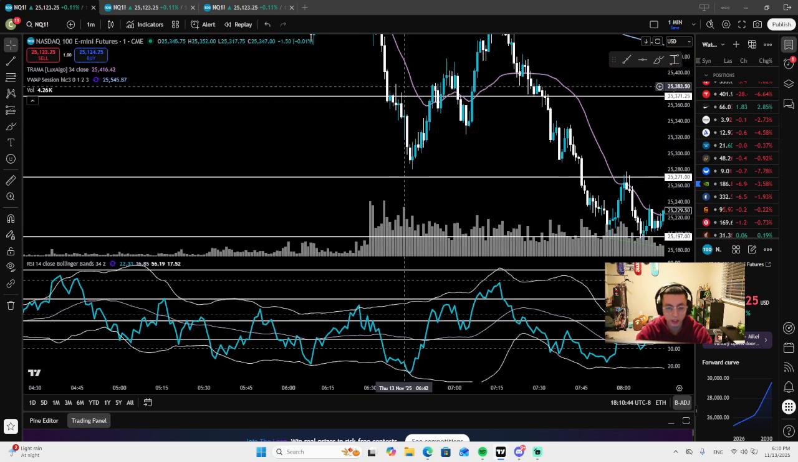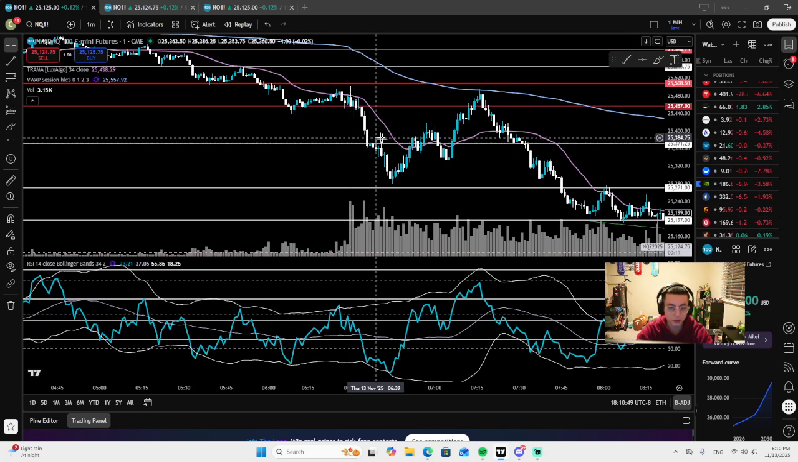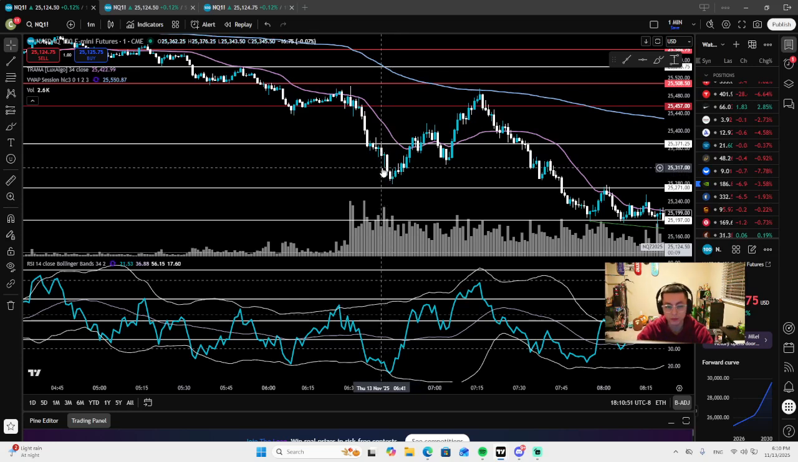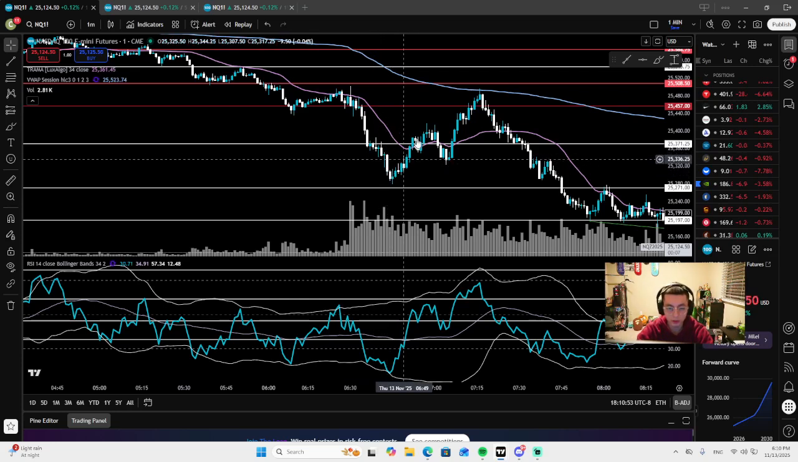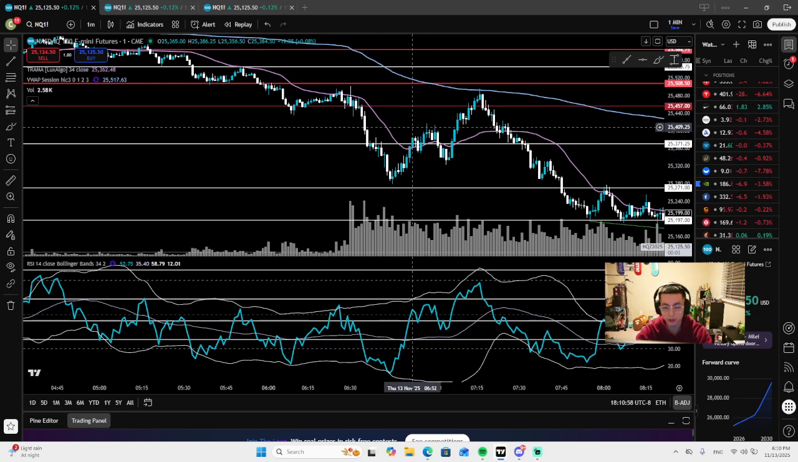So right here, we didn't really test TRAMA. We were under TRAMA, but we didn't necessarily test it. So in the short term, anything under TRAMA is technically, I guess you would say, sellers are in control or bearish. And then, when you break and close above, you get your buyers in control and, technically, bullish, you can say.